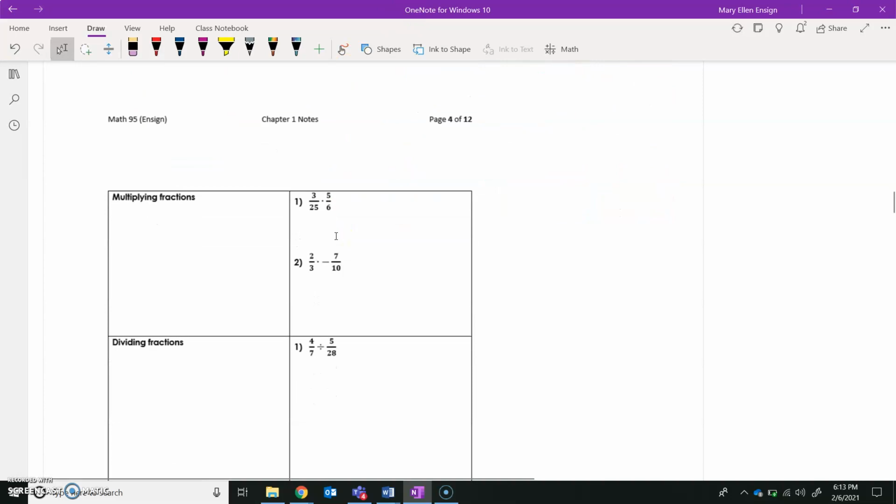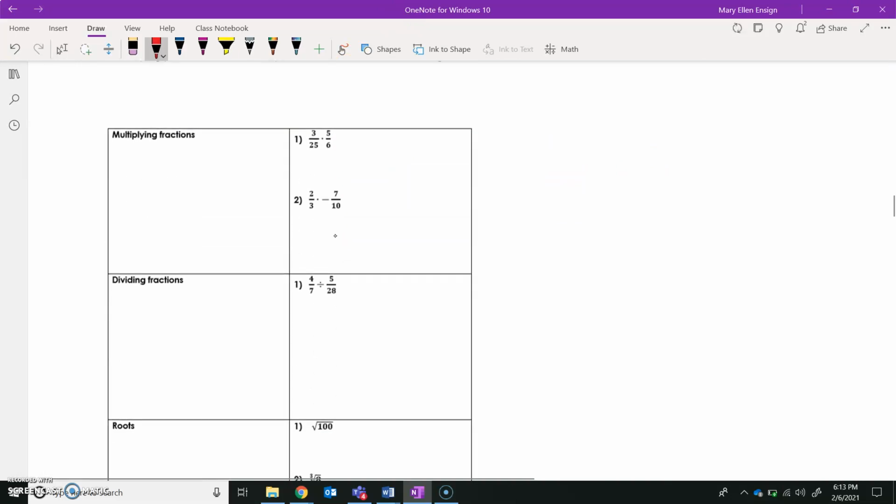Okay, multiplying fractions. Again, these should be review. Multiplying fractions, we multiply across the top and across the bottom. Everyone wants to cross multiply. We don't do that when we are multiplying fractions. We do that when we have 2 fractions equal to each other.